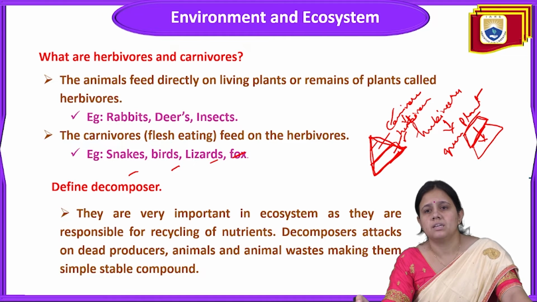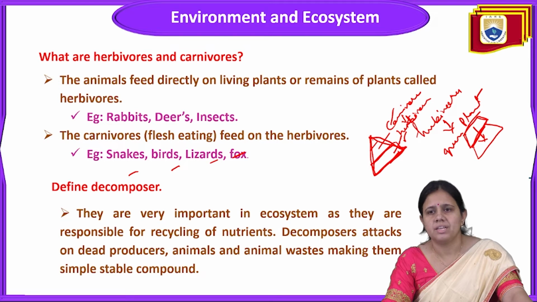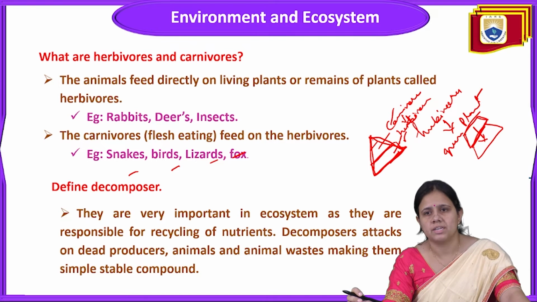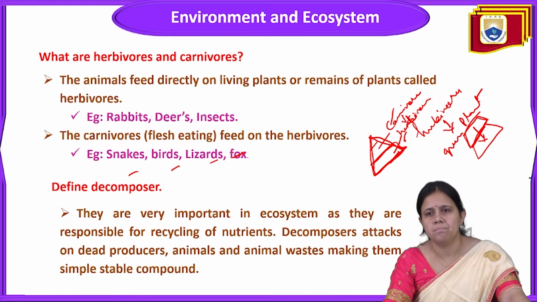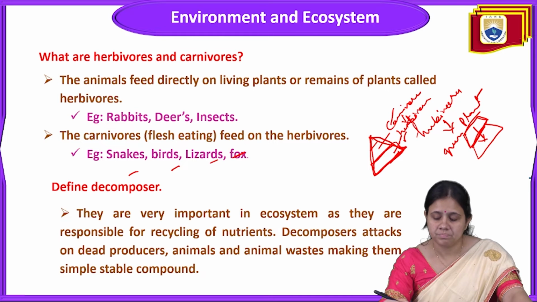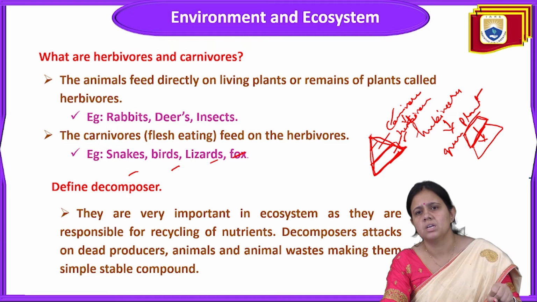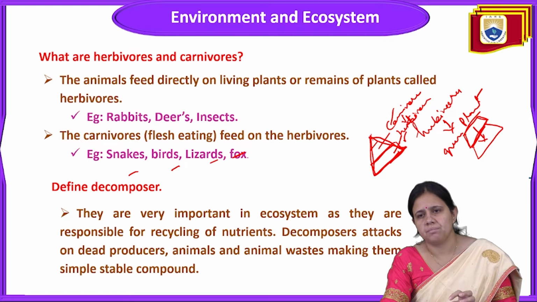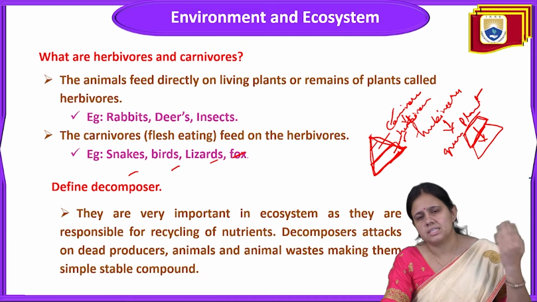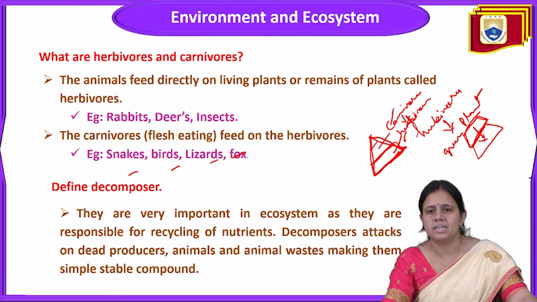And next is the decomposer. Decomposers are very important in an ecosystem as they are responsible for the recycling of nutrients. Decomposers attack dead producers, animals and animal waste, making them simple stable compounds. That is the work a decomposer does: they decompose dead producers, animals or waste, stabilize them into simple compounds, and then utilize all this energy back into the atmosphere.